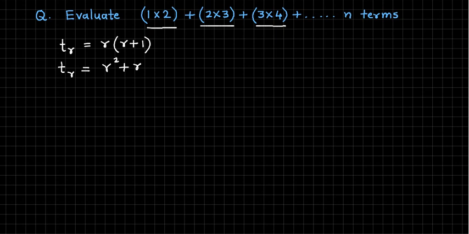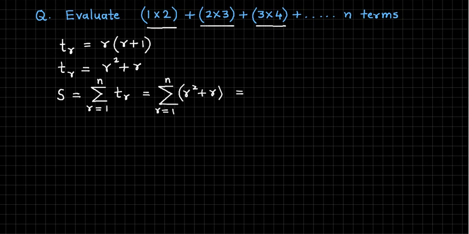So this is the general term in terms of r. Now whatever sum we have to find is ultimately the sum of all such tr terms, and here r varies from 1 to n because we are given n terms in general. So that is equal to the summation of r square plus r, which we just found out, summed from 1 to n. Now we can break this summation into two different summations: summation of r square plus summation of r, where r varies from 1 to n.